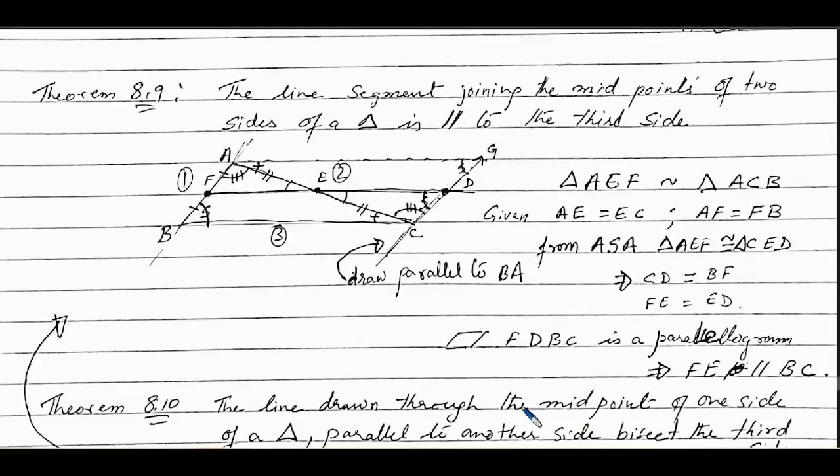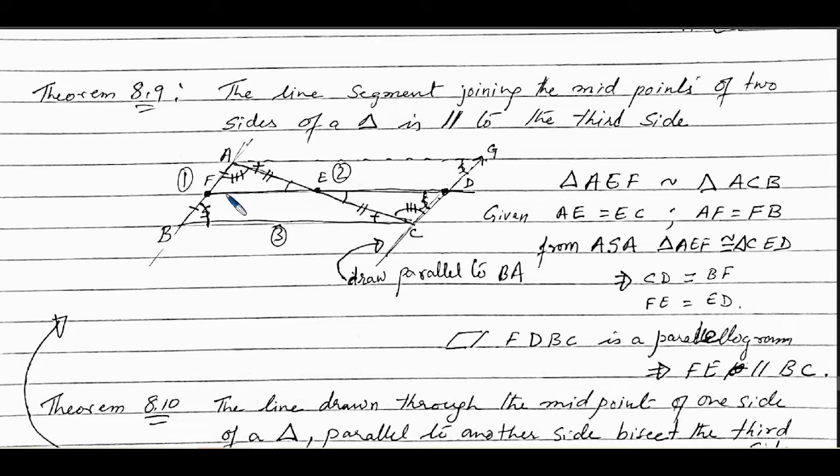Okay. Now theorem 8.9: the line segment joining the midpoints of two sides of a triangle is parallel to the third side. What does it say? The line segment joining the midpoints of two sides of a triangle. Suppose I take this side, and this is a triangle.